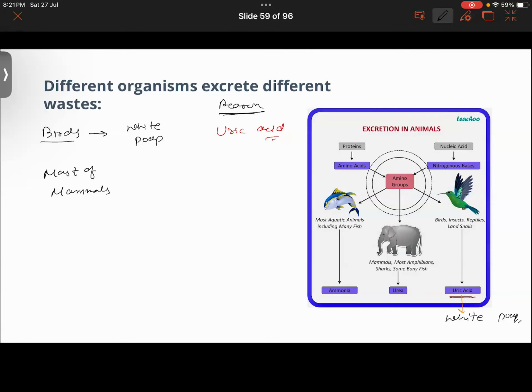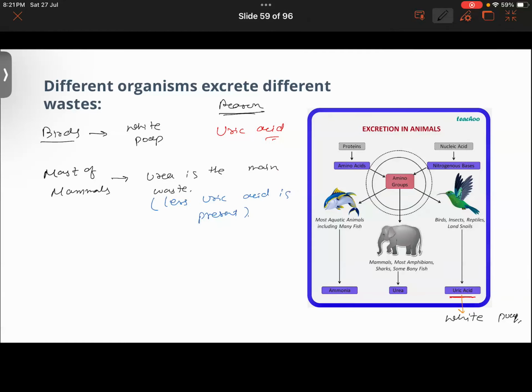Although some other things would also be present, the major substance present in the waste of mammals would be urea. So urea is the main waste, although uric acid is also present. It's not like uric acid is not present, but less uric acid is present. So hope that is clear to everyone.